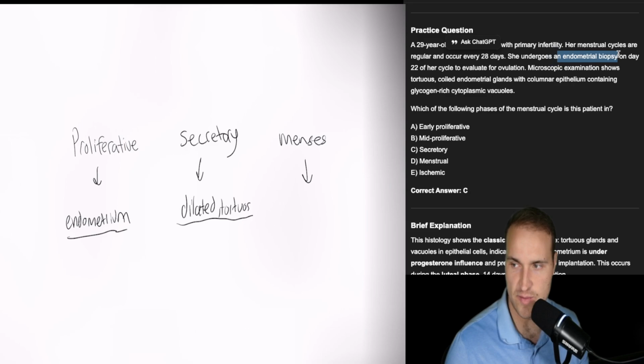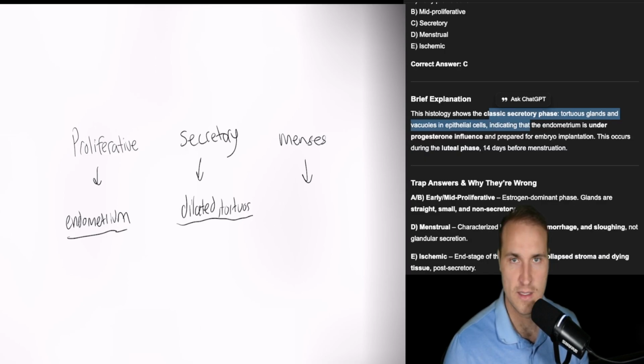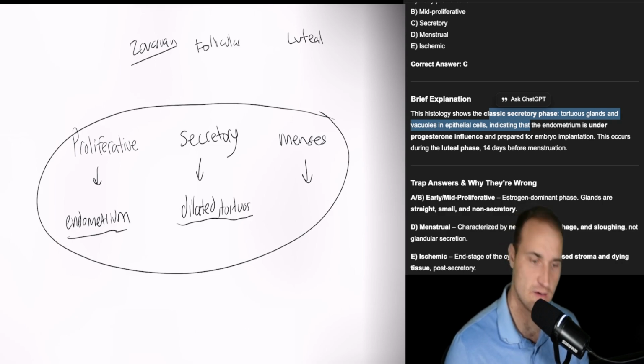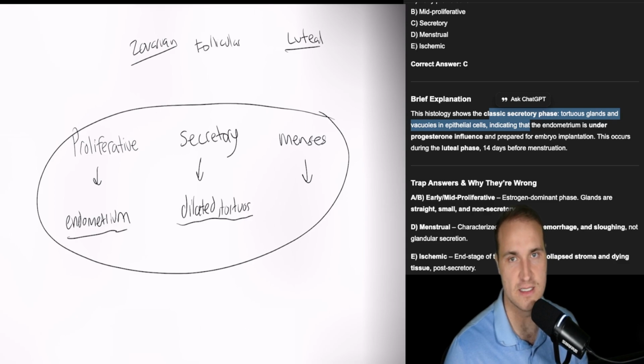She undergoes endometrial biopsy on day 22 of her cycle. There's tortuous, coiled endometrial glands with glycogen-rich cytoplasmic vacuoles. What stage is she in? Secretory. So the menstrual cycle has 2 ovarian phases. What we've covered before are the endometrial phases, but there are also 2 ovarian phases. There's the follicular, and the secretory phase is in the luteal phase, and it occurs after ovulation, so about day 14 to 28, driven by progesterone and the corpus luteum. It's the most receptive phase of the endometrium for the embryo implantation.